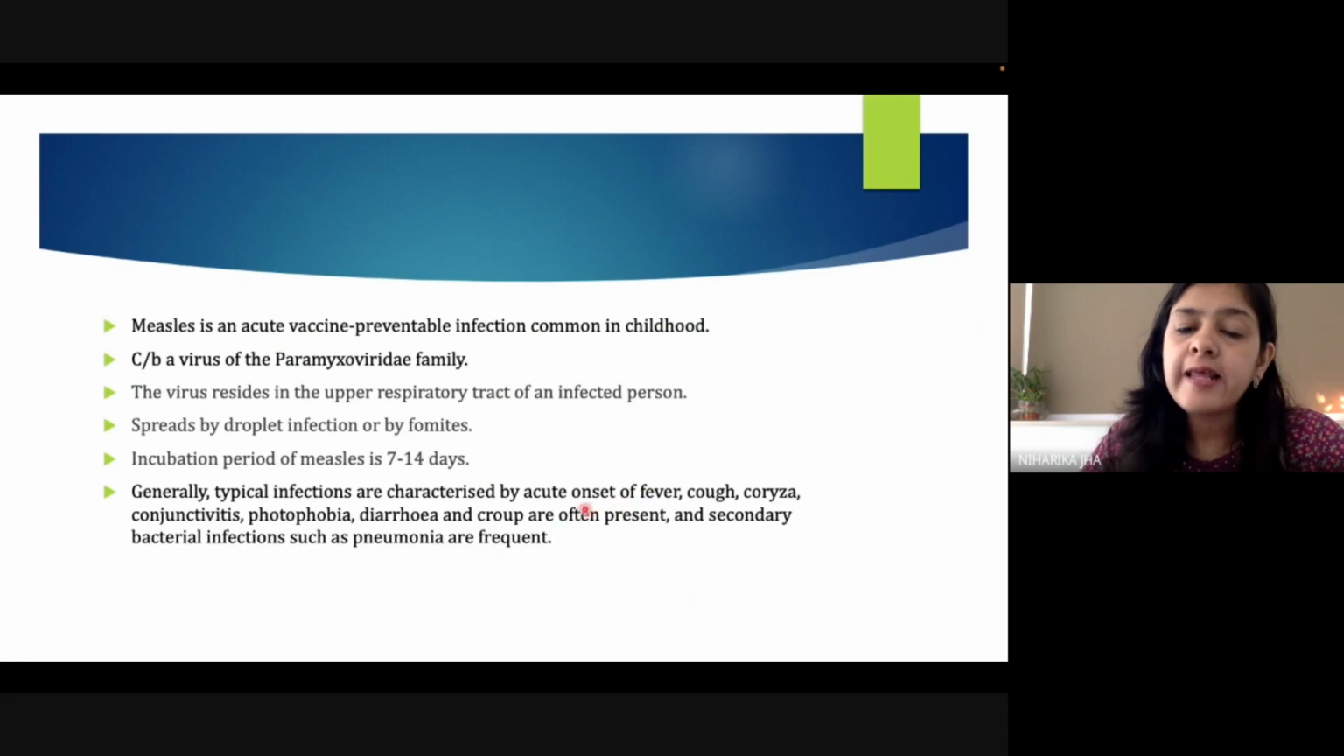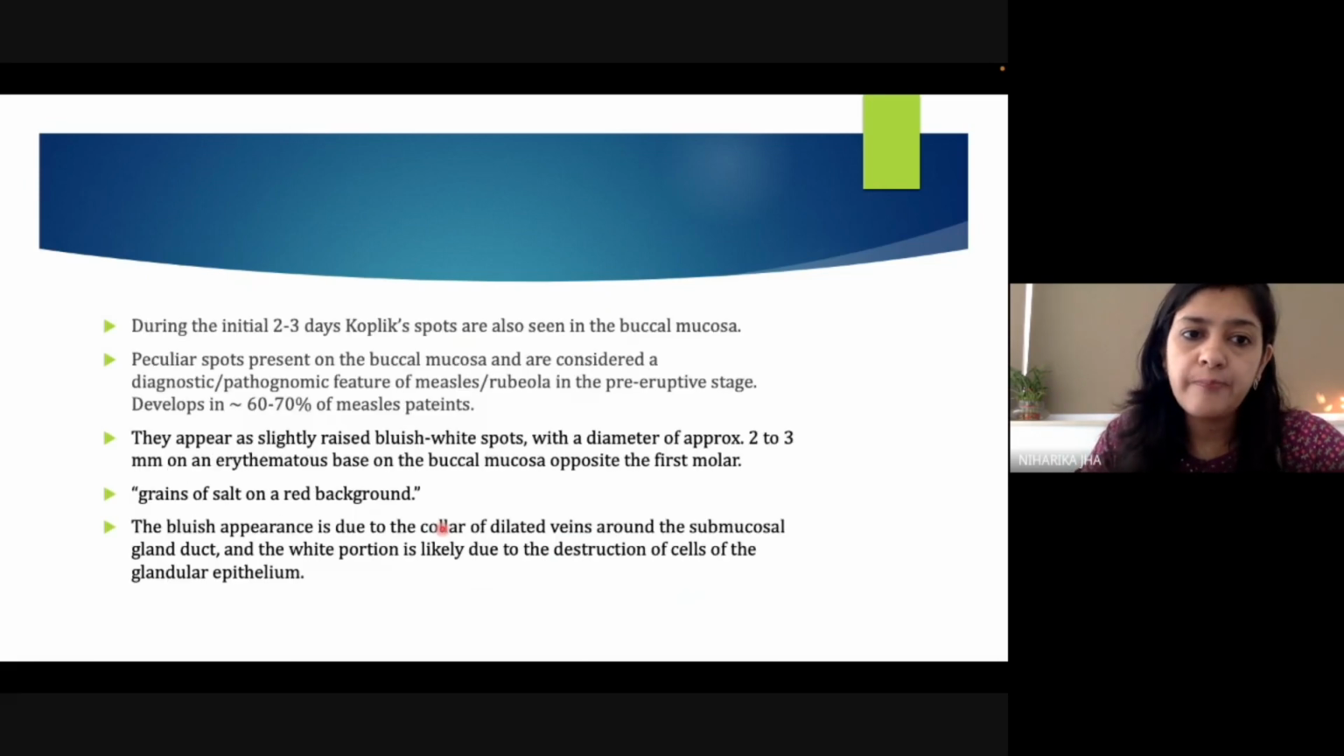It is characterized by acute onset of fever. The fever might rise up to 104 degrees Fahrenheit. It is a high grade fever. Apart from that, the patient can develop cough, coryza, conjunctivitis, and photophobia. Diarrhea and croup are other manifestations as well. These kids can easily get secondarily infected by bacterial infections, and pneumonia is frequent in these patients.